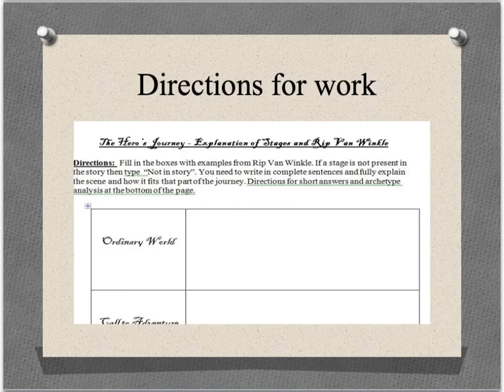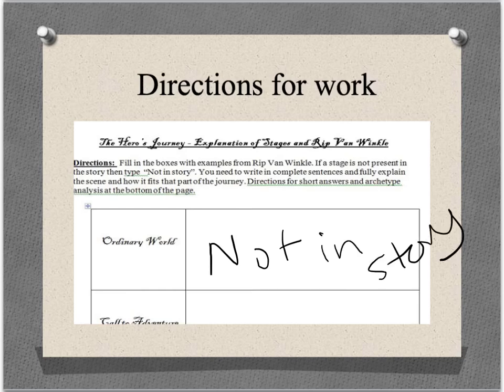Okay, so I wanted to go over the directions for the work. This is what the chart looks like. It looks like the chart of explanations, but the actual definitions are gone. You can use the chart that I have as a resource that has all the definitions so you can figure it out. So you're going to fill in the boxes with examples from Rip Van Winkle. If a stage is not present, then you're going to type "not in story" into the box. And that's okay to do that.